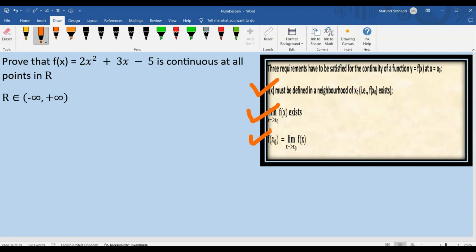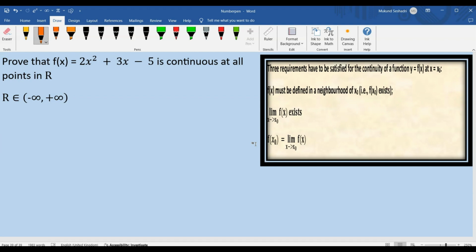So with this, let's proceed to solving the first problem under continuity which we have on our screen. Prove that f of x equals 2x squared plus 3x minus 5 is continuous at all points in R. So what is our first condition? f of x must be defined in a neighborhood of x naught. Let me remove all these tick marks, because let's do that for this particular problem and see whether we meet all the conditions. So f of x must be defined in a neighborhood of x naught, that is, f of x naught exists.